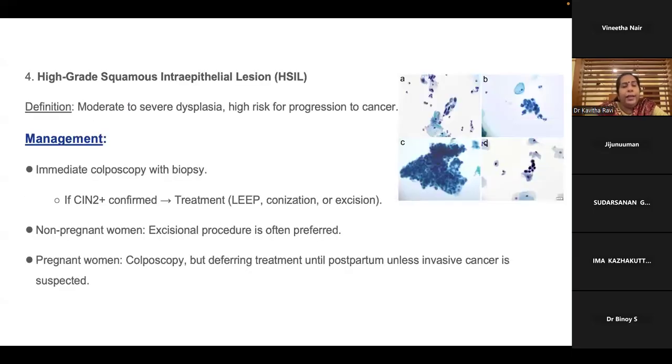And now the villain, the high-grade squamous intraepithelial lesion, which we previously used to call CIN 2 or 3. There is moderate to severe dysplasia, and in these cases, there is high risk for progression to cancer. So the management is to do a colposcopy as early as possible along with a biopsy, and then further manage according to the biopsy report. For non-pregnant women, excisional procedure is often the preferred one. In pregnant women, do colposcopy, but if you find something abnormal, defer the treatment till postpartum.